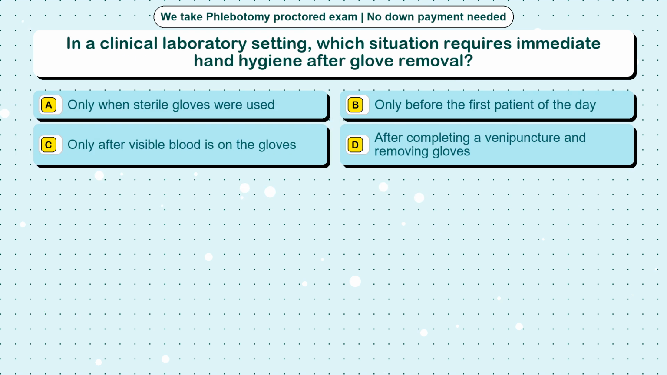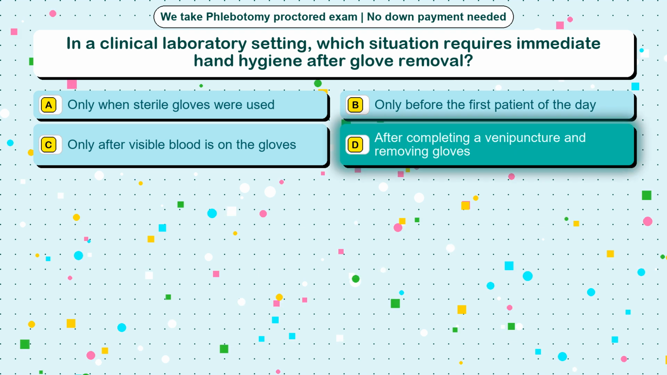Question 15. In a clinical laboratory setting, which situation requires immediate hand hygiene after glove removal? Option A. Only when sterile gloves were used. Option B. Only before the first patient of the day. Option C. Only after visible blood is on the gloves. Option D. After completing a venipuncture and removing gloves. The correct answer is option D.